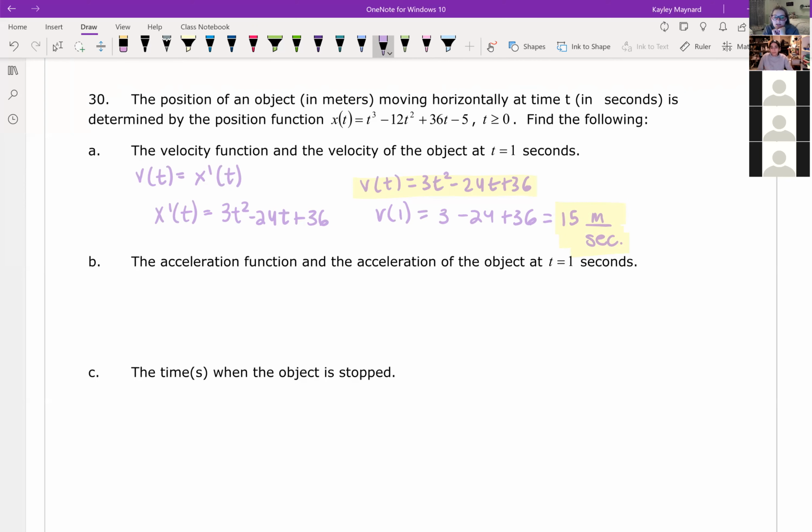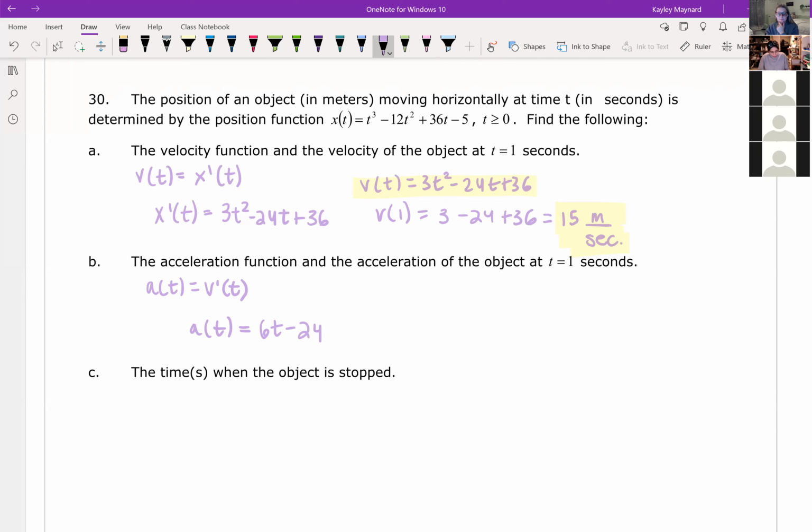Okay, so B wants the acceleration function and the acceleration of the object when t equals 1 second. So acceleration is the derivative of velocity. So a of t is equal to v prime of t. Okay, so who wants to tell me what the derivative of the velocity function is? 6t minus 24. Yep, 6t minus 24.